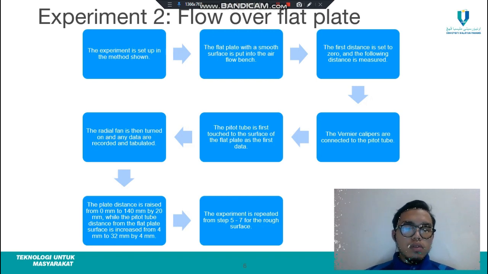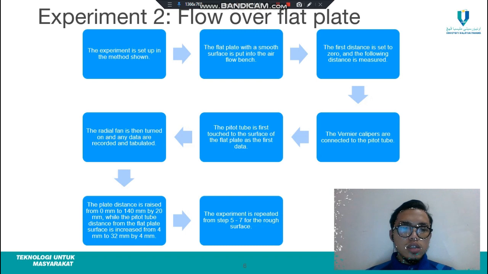And this is on the process of the experiment 2. The experiment is set up in the method as shown. The flat plate with a smooth surface is put into the airflow bench. The first distance is set to 0 and the following distance is measured. The vernier caliper is connected to the pitot tube. The pitot tube is first touched to the surface of the plate as the first data. The radial fan is then turned on and the data are recorded and tabulated.